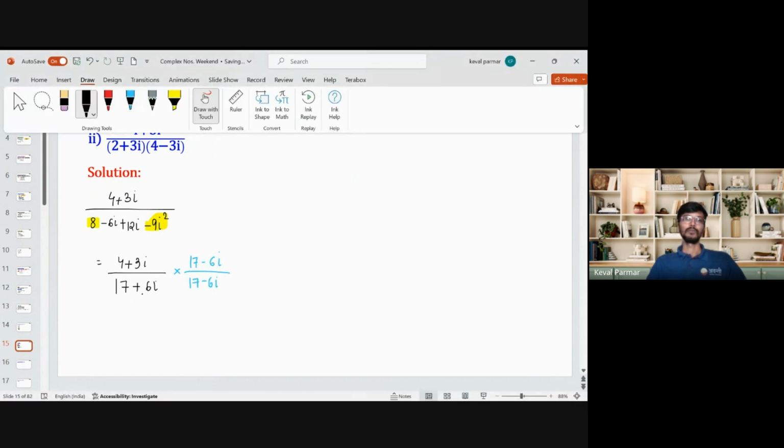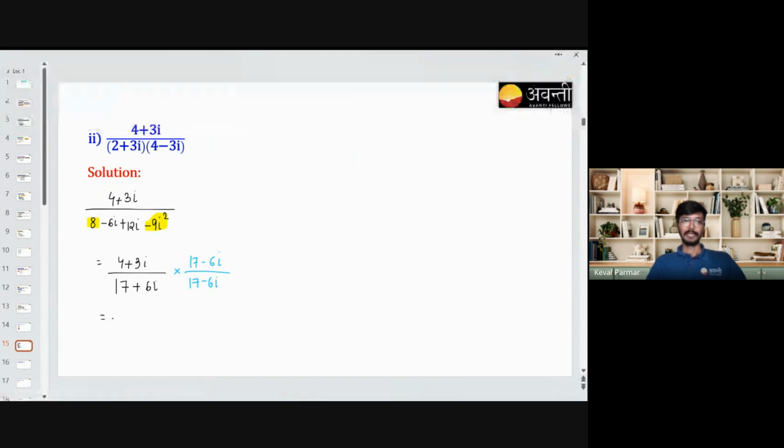So what do we do here, guys? We again multiply the numerator, which is 17 4s are 68 minus 24i plus 17 3s are 51i minus 18i square.